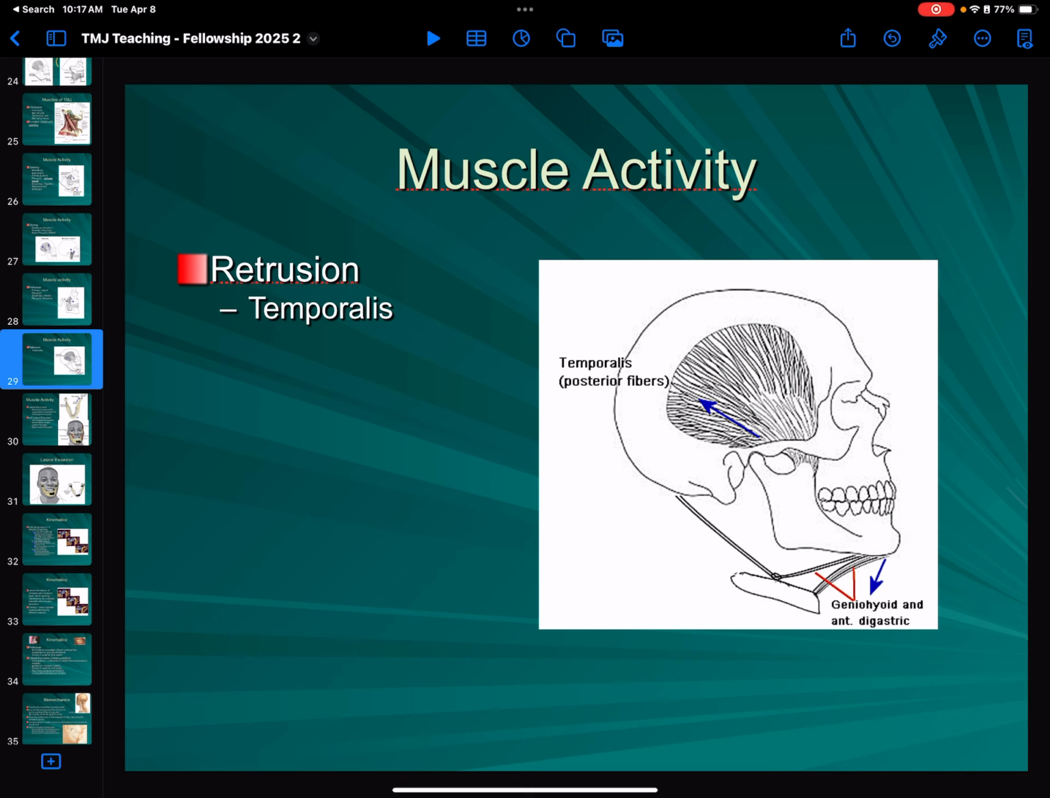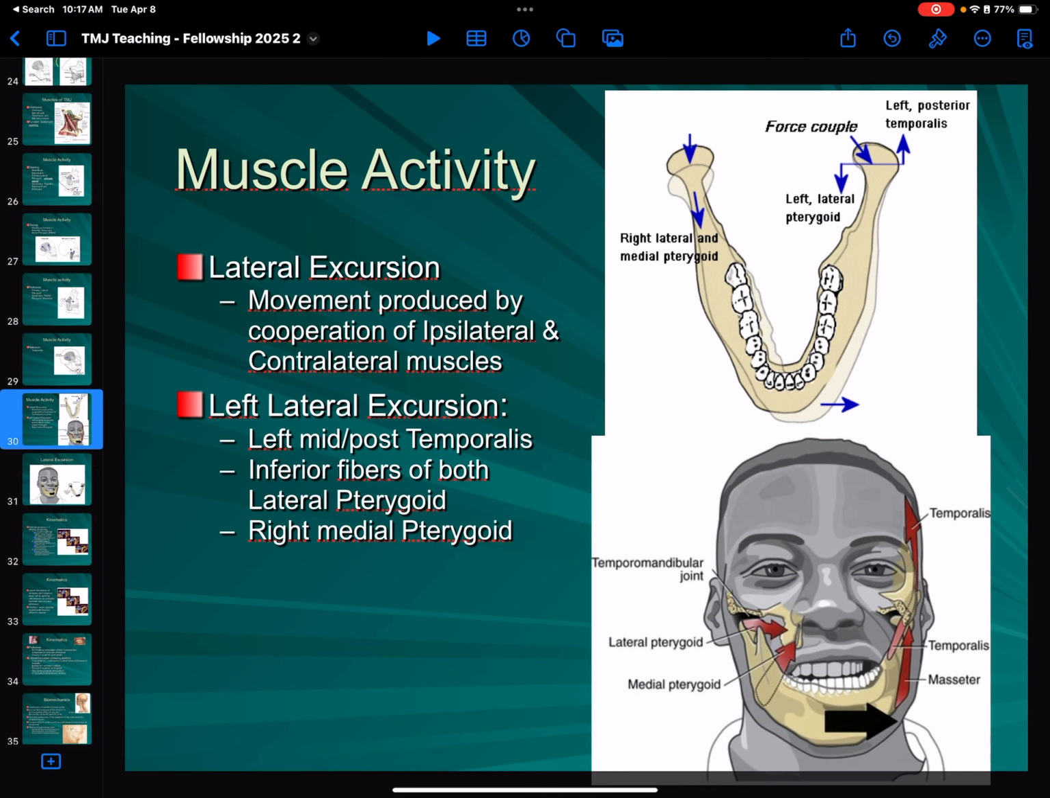So let's say we're doing left lateral excursion, okay? You're going to have your left temporalis. Does that make sense? That's going to help with that. And this is where it's kind of confusing: the lateral pterygoid is actually going to help with both sides, and then the right medial pterygoid is going to help with that. And again, I'll have a video that will help clarify that a little bit.